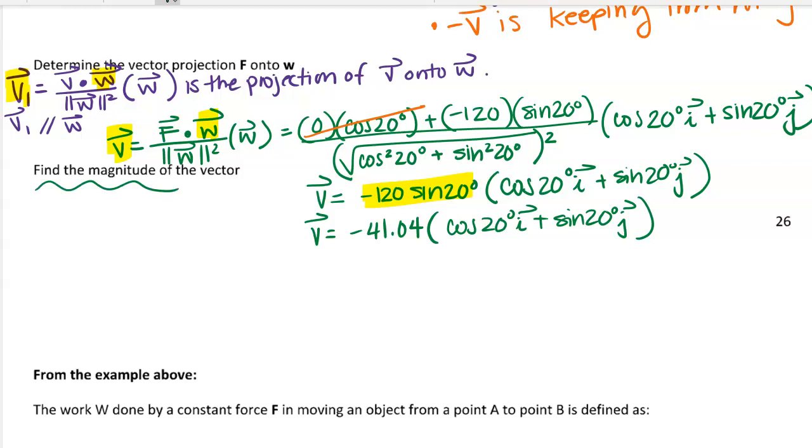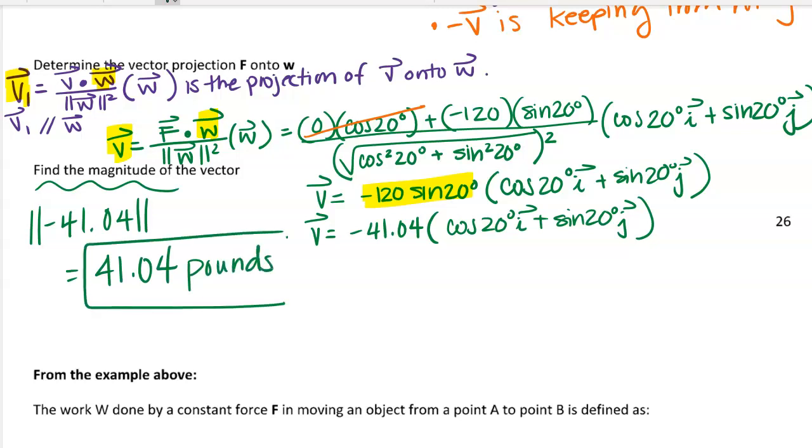Guys, the magnitude, it's always the absolute value of that front number in polar form. So what is the absolute value of -41.04? It's 41.04. Now we're looking for the force. So the force, in this particular case, is going to be in pounds. Okay. So the force that's going to be needed to keep the kids from rolling down the hill is 41.04 pounds.